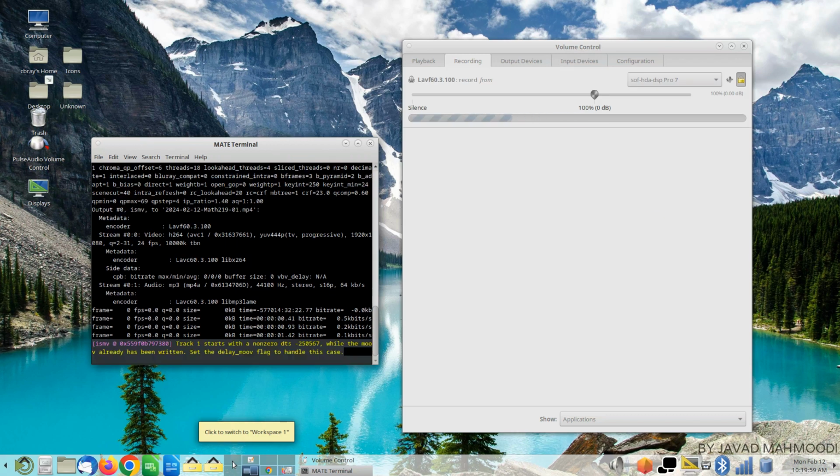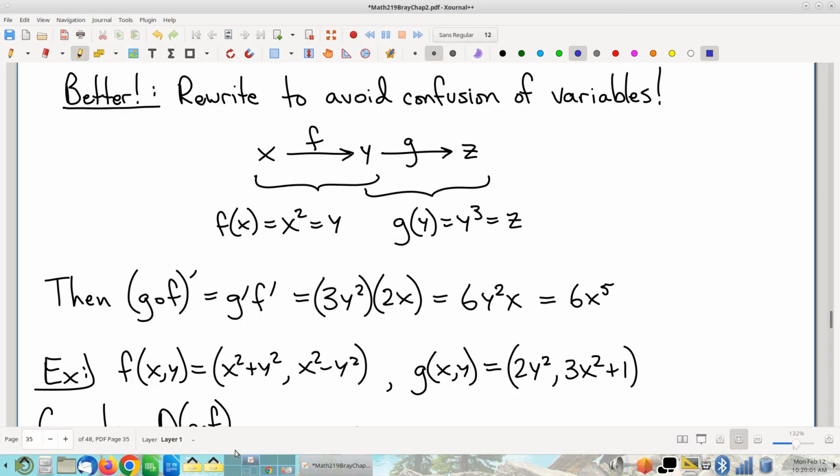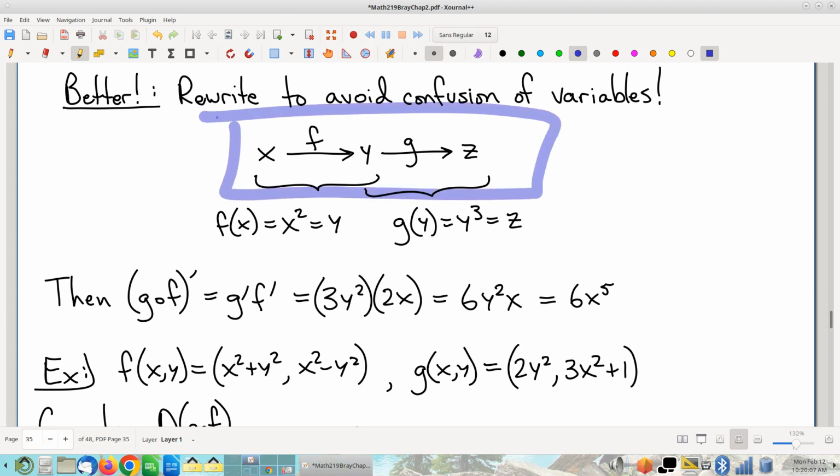Okay, and we're recording. So last time we were talking about confusion of variables. Remember, the big idea is that when you have a composition of two functions, you want to make sure that it's clear what your variables mean. In particular, the thing that comes out of the first function, if you're composing them, is supposed to be the thing that goes into the second function, right?